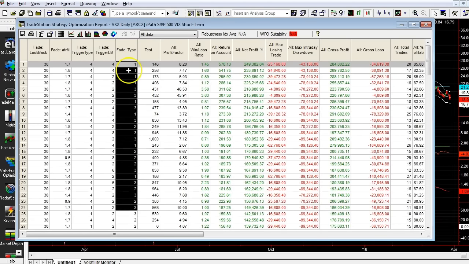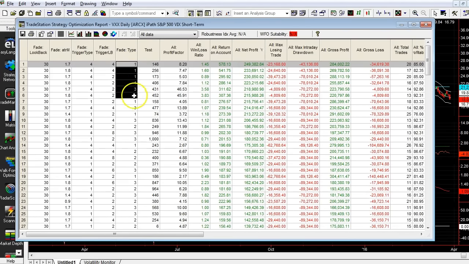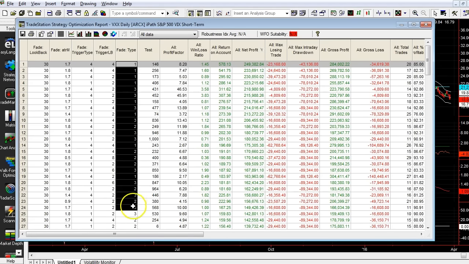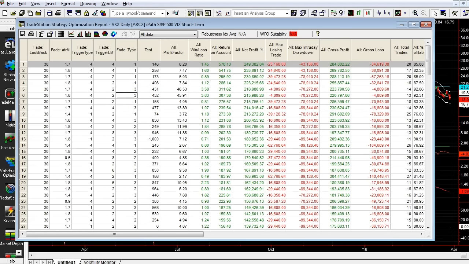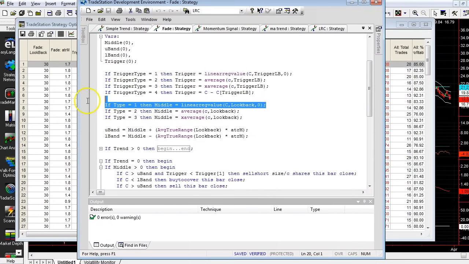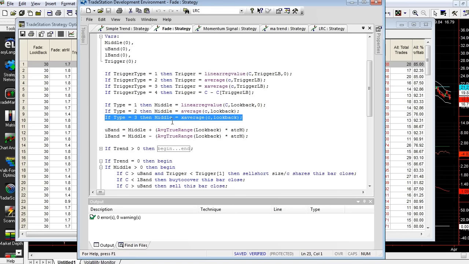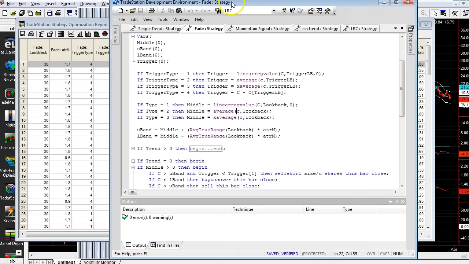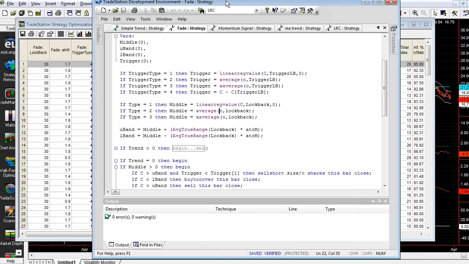So 2 ATRs above, and what comes back here, 1 and 3. And 2 shows up a little bit, but 1 and 3 are dominant in this. So let's get reminded of what those are, and that's linear regression again, or exponential average. So there is some edge for you. Some edge in the VXX market.